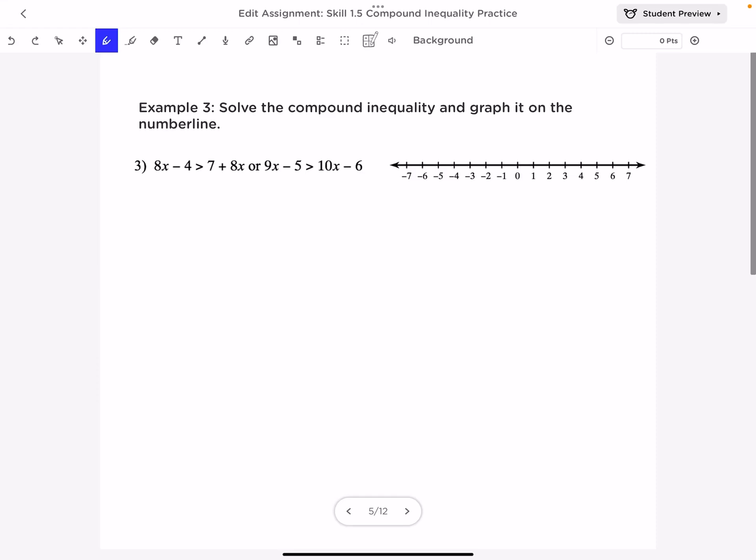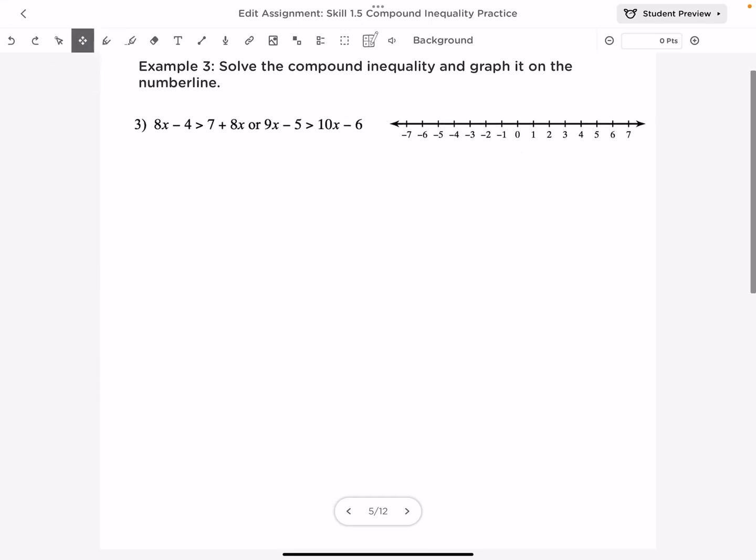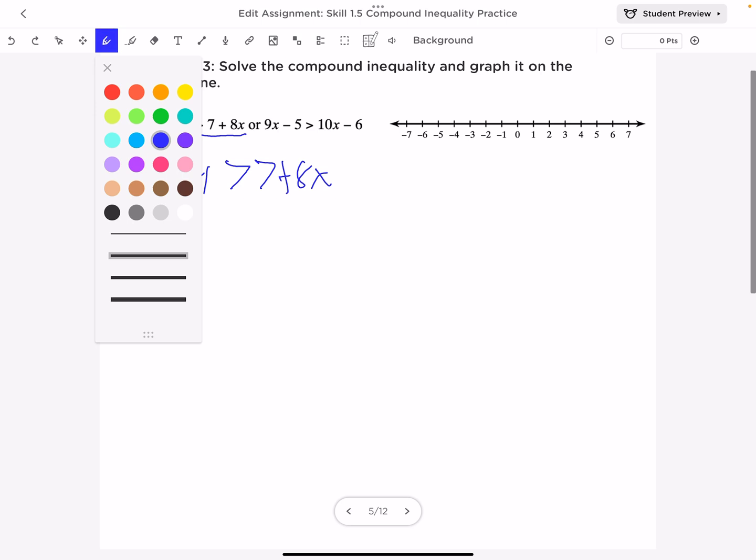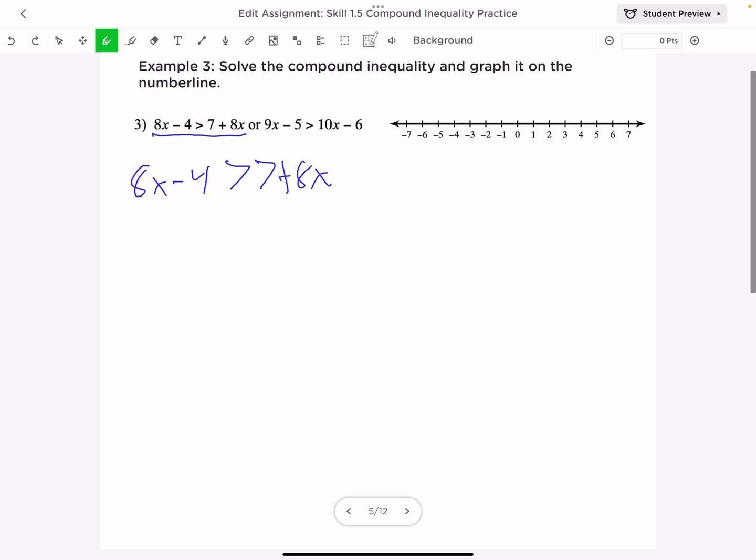All right, so once again, we are solving compound inequalities. We have another OR one, so I'm going to do this one here on the left. All right, and so here it is: 8x minus 4 is greater than 7 plus 8x. Now, notice here that I have, I'll show you in green, two 8x's like this.